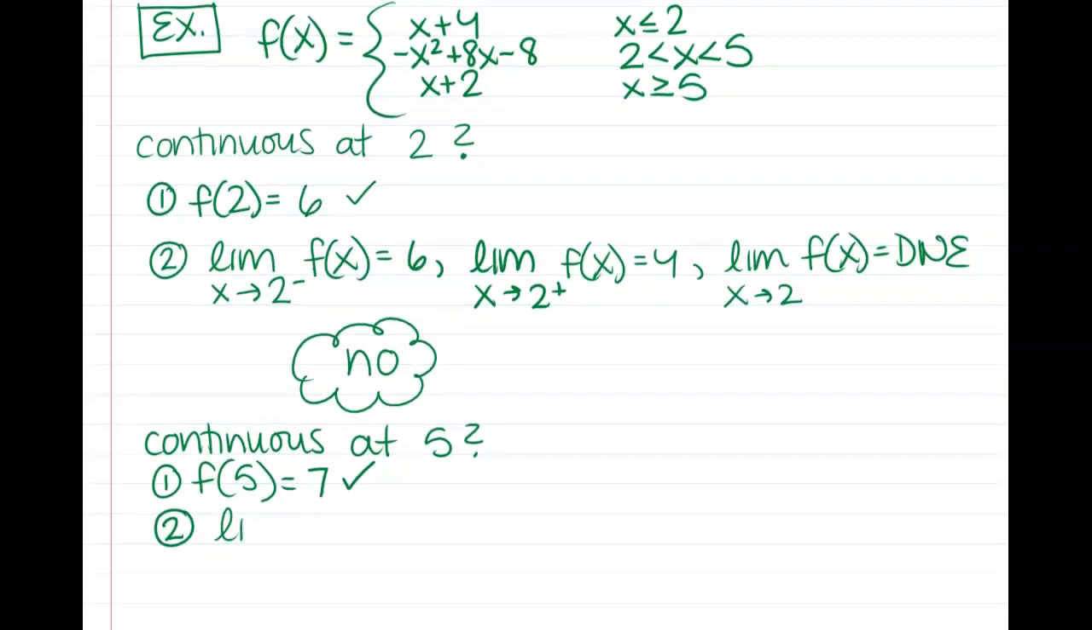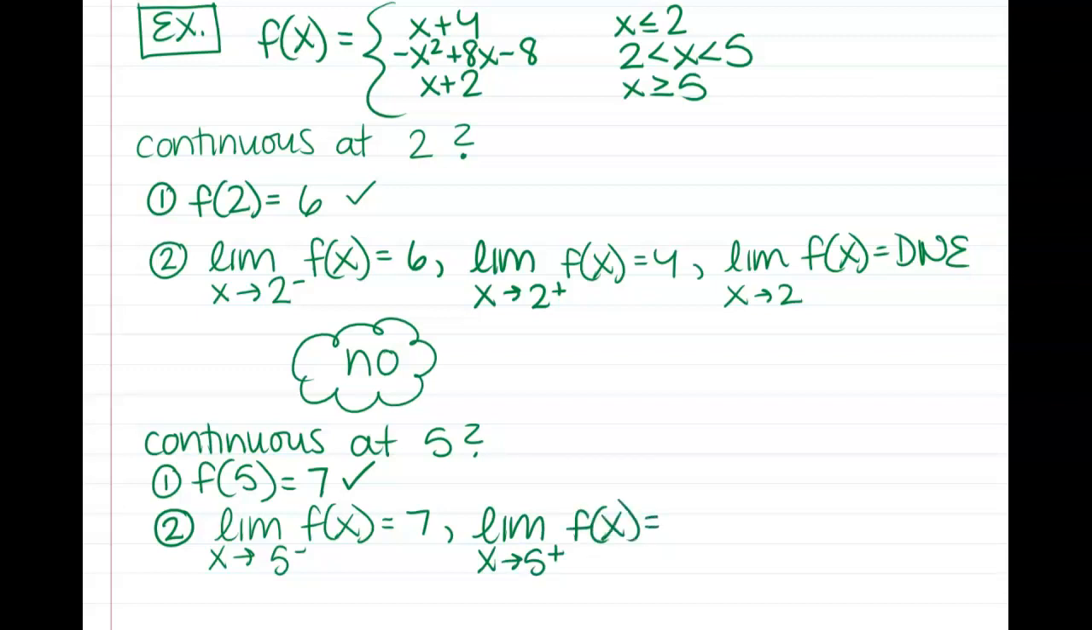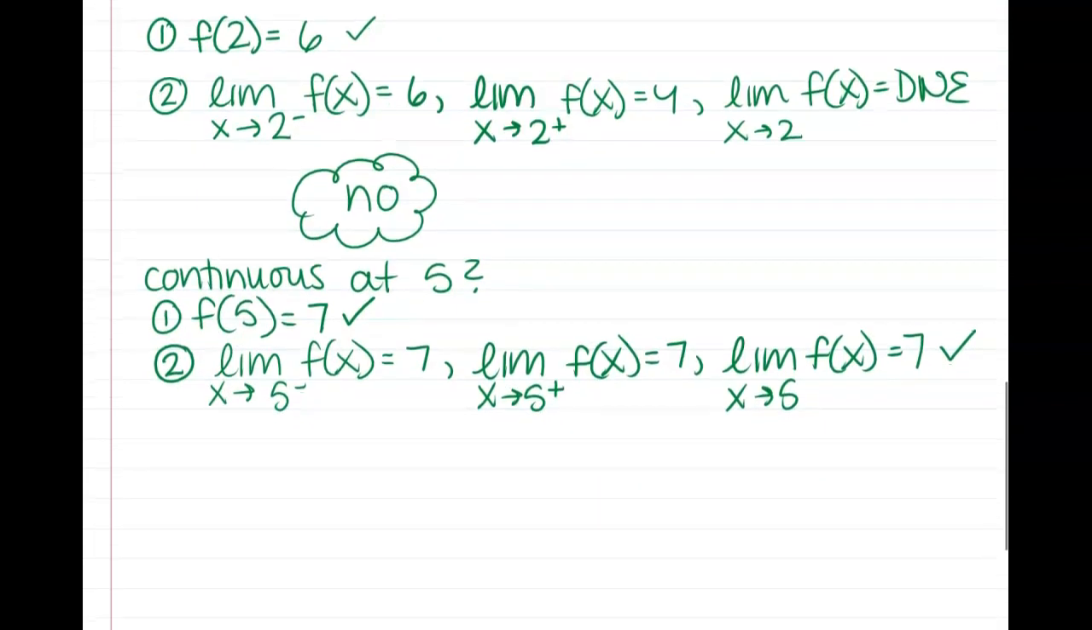Second step, let's take the limit on both sides. So the limit as x approaches 5 from the left of f of x. So that's going to be the between 2 and 5 function. So negative 5 squared is negative 25, plus 8 times 5, which is 40. Negative 25 plus 40 is 15, minus 8 is 7. Okay. Now the other side, the limit as x approaches 5 from the right of f of x, from the right is going to be greater than or equal to 5, so the x plus 2, 5 plus 2 is 7. So now, the limit as x approaches 5 of f of x, since both sides is 7, the limit's 7. So step 2 passes as well.